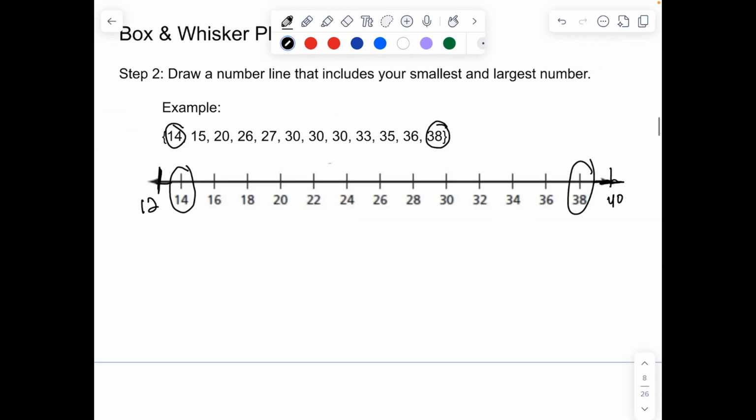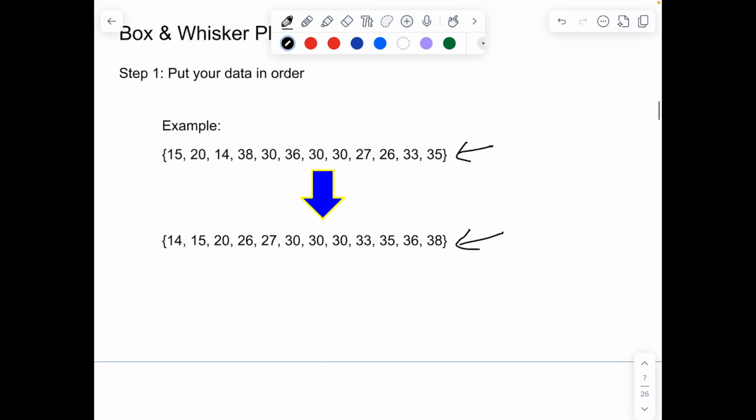If we look back at our data, we can confirm that. We cross off one in the front, one in the back, front, back, front, back, front, back. When we get to the middle, we have two 30s. If they were different numbers, we would simply add those two numbers up and divide by 2, so we're finding the average of these two data points. However, since these two numbers are the same, 30 and 30, our median is just 30.